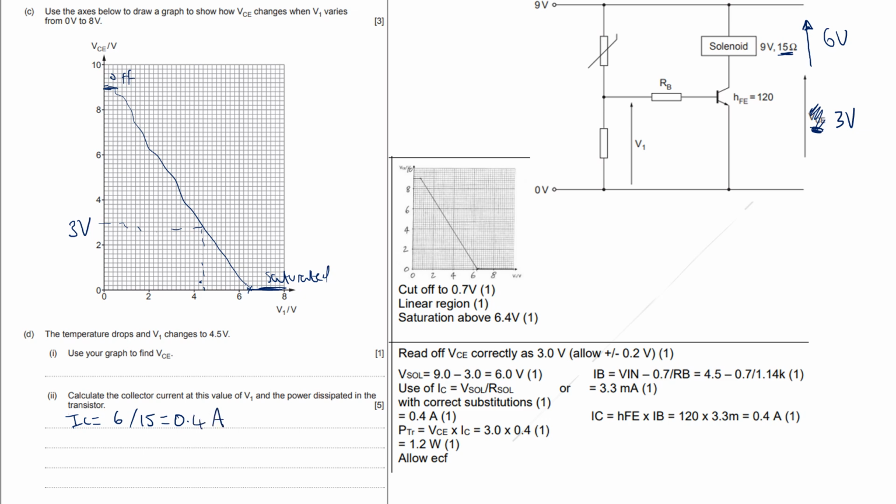amps. And then work out the power dissipated in the transistor. Power is V times I, so dead easy. The voltage is the 3 volts, and the I bit is the 0.4. 1.2 watts. That's 5 marks.